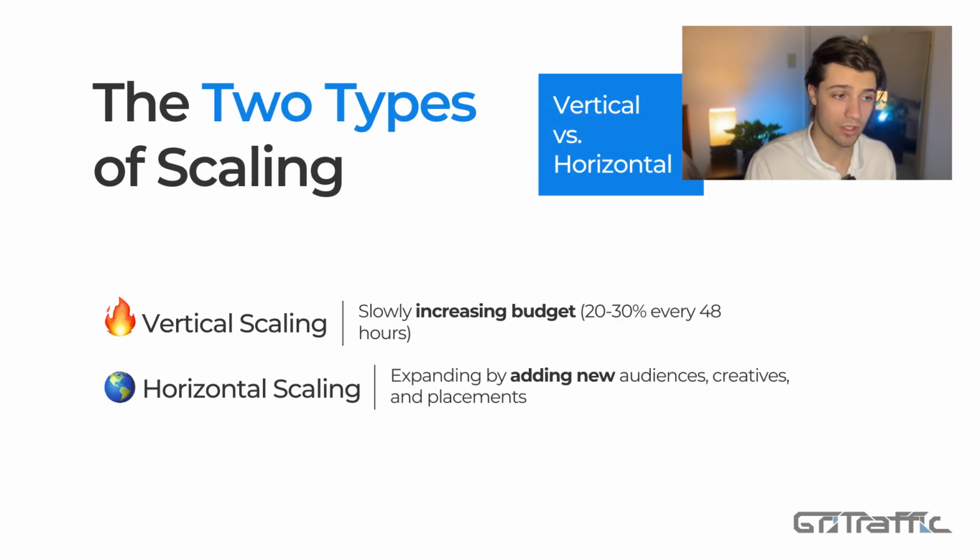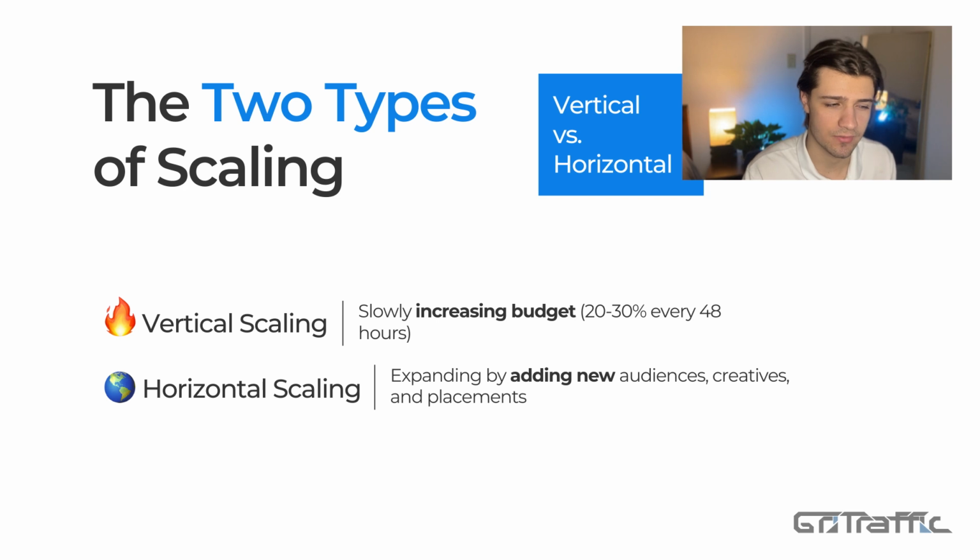Now that we know what not to do when scaling, let's talk about two main ways you can actually scale your Facebook ads effectively. The first method is vertical scaling. This simply means increasing the budget on an ad set that is already performing well. The key here is not to increase too fast. Otherwise, you'll reset Facebook's learning phase and risk killing your performance, as we talked about in the previous slide, right? The best practice is to increase the budget gradually, about 20-30% every 48 hours, not more.